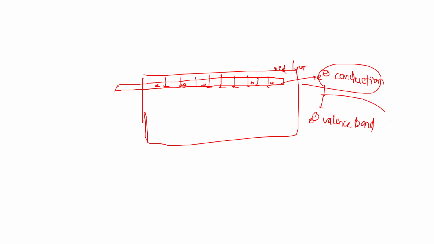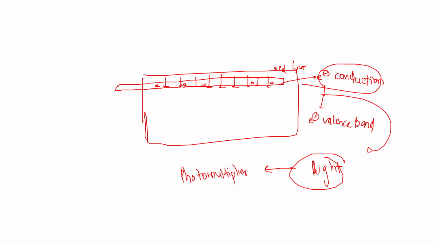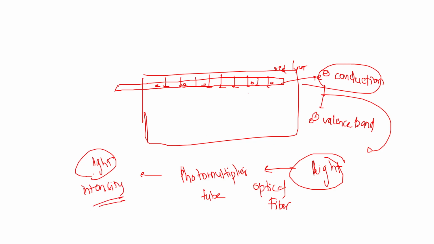During this process light is released. This light is directed by optical fibers to the photomultiplier tube, which measures the intensity of this light. Most of the phosphors used here emit at the blue end of the spectrum, so the scanning in the laser is done with red light.